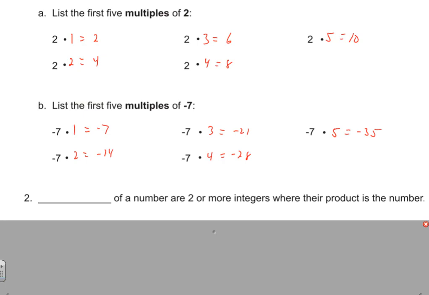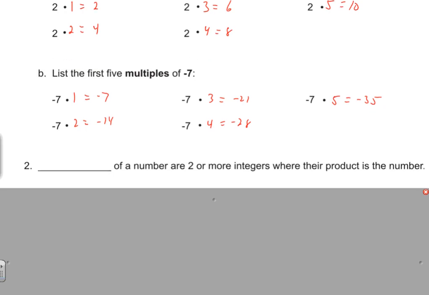Okay, so let's take a look at the word factor. What's a factor of a number? Factors of a number are 2 or more integers where their product is the number. For example, let's suppose you had the number 10. The factors of 10 would be 2 and 5, right? Two or more integers where their product is the number. So 10 has factors of 2 and 5. Now, technically, you can say factors of 1 and 10, but 1's kind of boring.